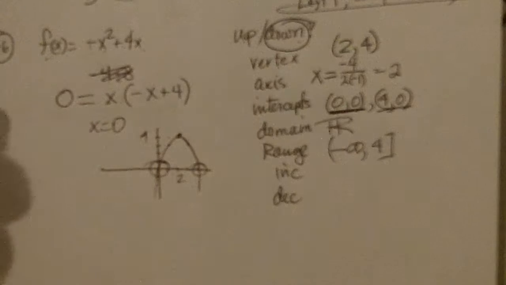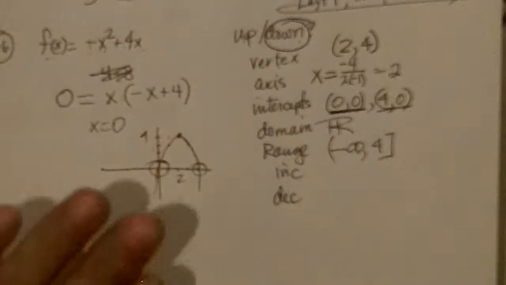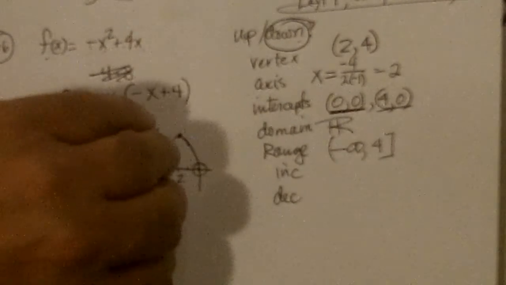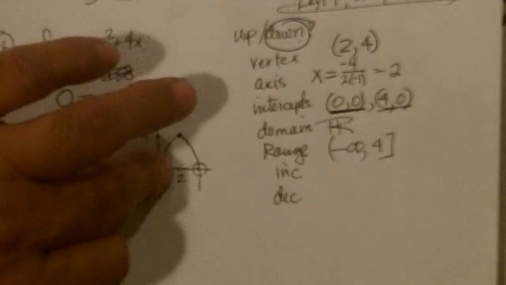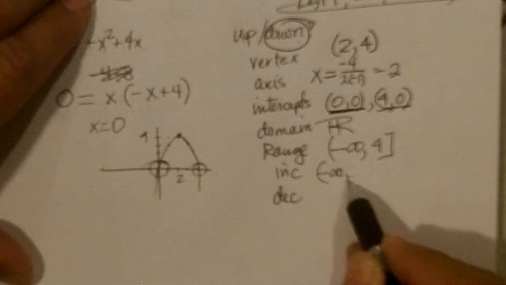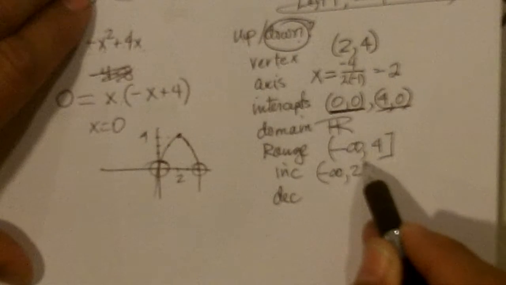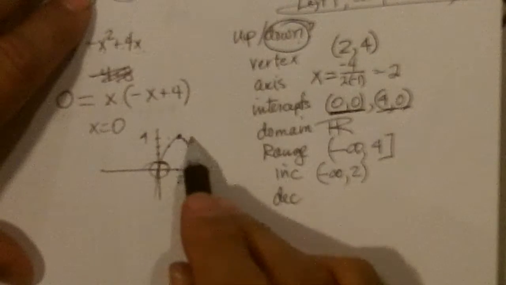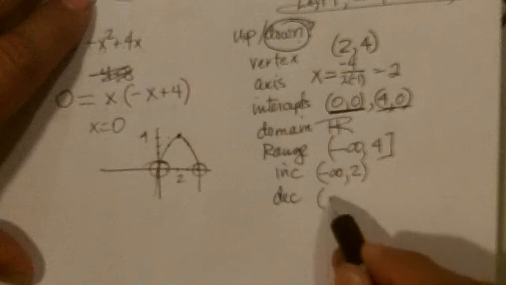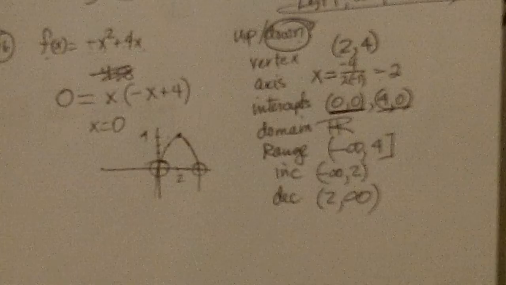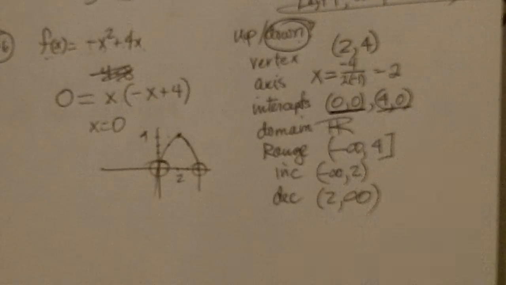It's increasing, it's growing, it's going uphill as I go across left to right, from negative infinity up till x is 2. So it's increasing from negative infinity to 2. Not at 2, 2 is changing. And then from 2 on, not including the 2, it's going back down. That's what they wanted you to do for 36.